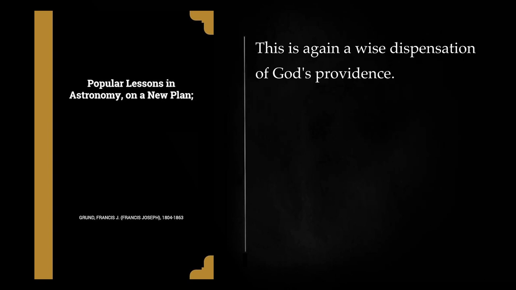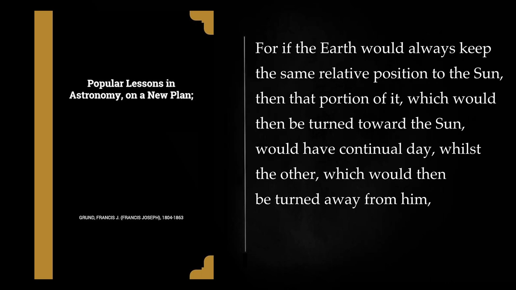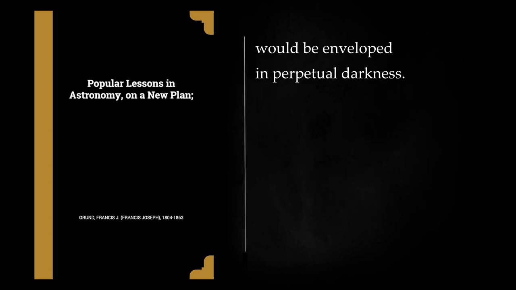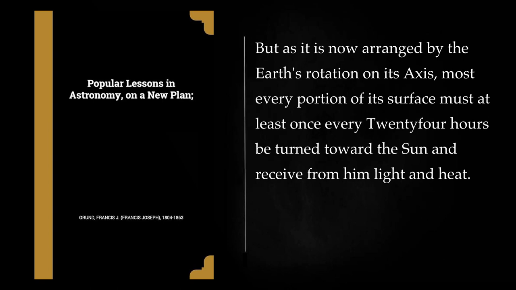This is again a wise dispensation of God's providence. For if the Earth would always keep the same relative position to the Sun, then that portion of it which would then be turned toward the Sun would have continual day, whilst the other, which would then be turned away from him, would be enveloped in perpetual darkness. But as it is now arranged by the Earth's rotation on its axis, almost every portion of its surface must at least once every 24 hours be turned toward the Sun and receive from him light and heat.